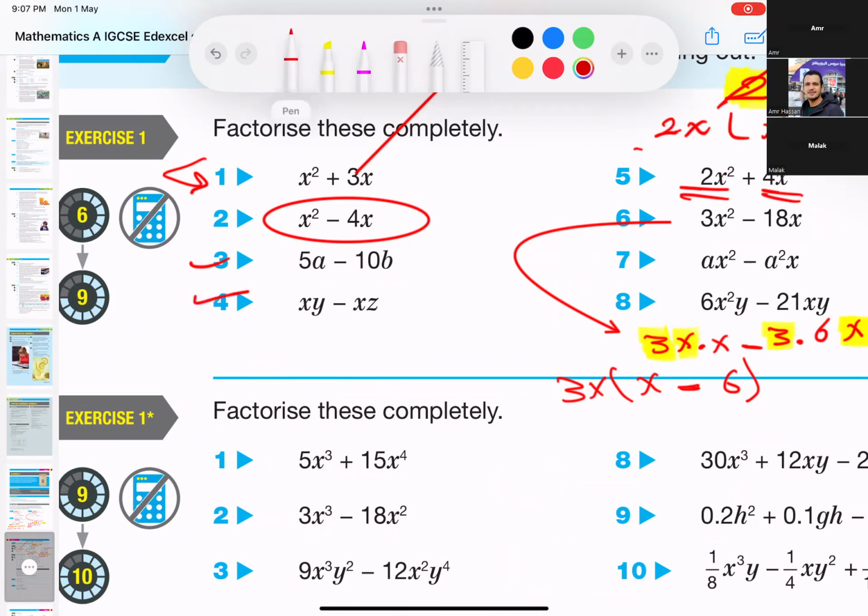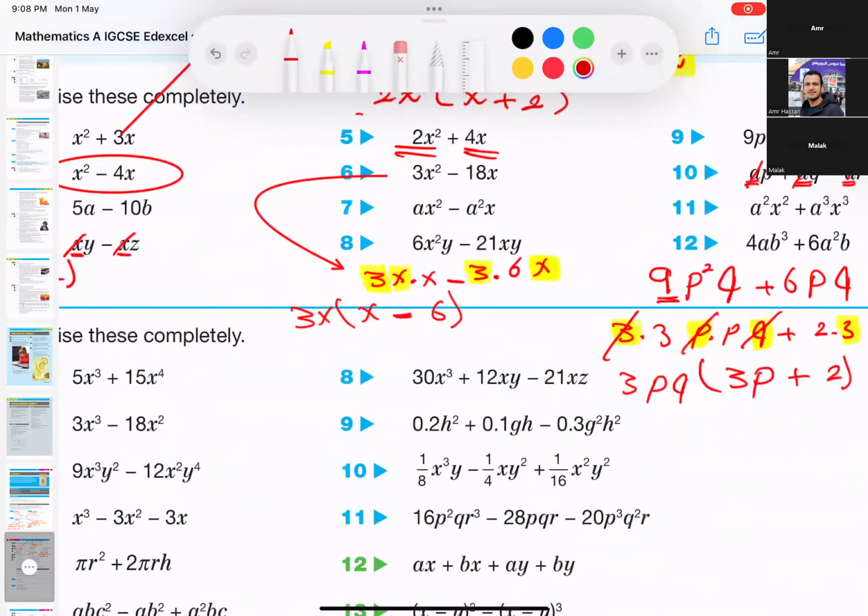Yeah. Let me try to go over the fourth question. x squared y minus xz. So it's going to be x times y minus z. Just wait. This one is being cancelled. So it's going to be y minus z. Yeah, y minus z. Oh yeah, it's only one x.